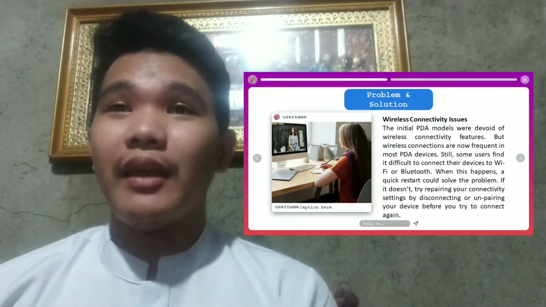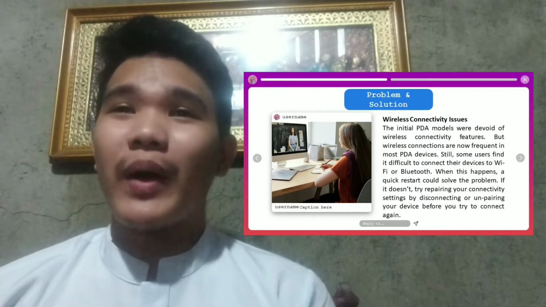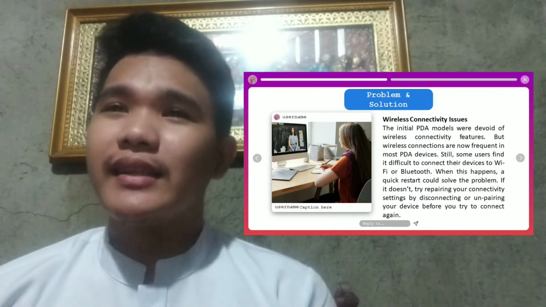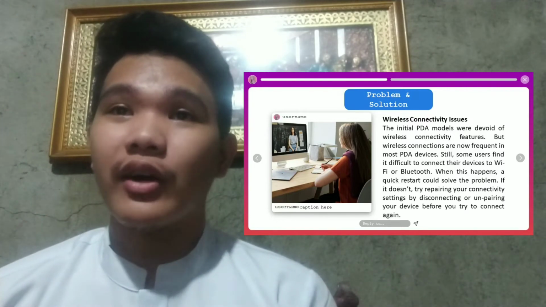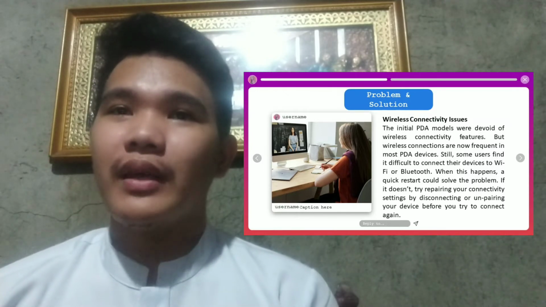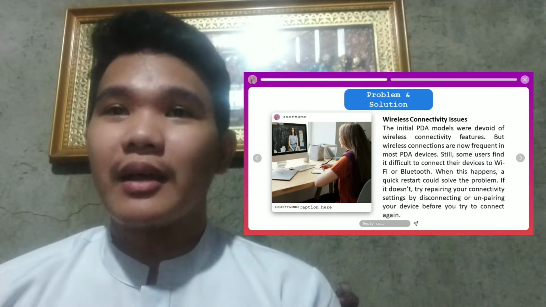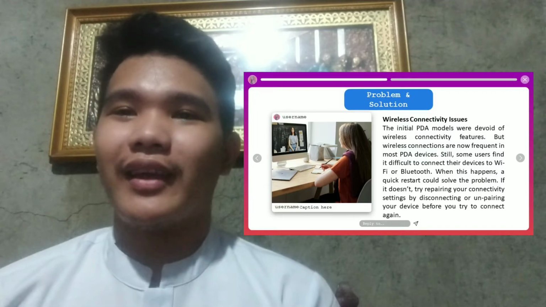And lastly, wireless connectivity issues. The initial PDA models were devoid of wireless connectivity features, but wireless connections are now frequent in most PDA devices. Still, some users find it difficult to connect their devices to Wi-Fi or Bluetooth. When this happens, a quick restart could solve the problem. If it doesn't, try repairing your connectivity settings by disconnecting or unpairing your device before you try to connect it again.